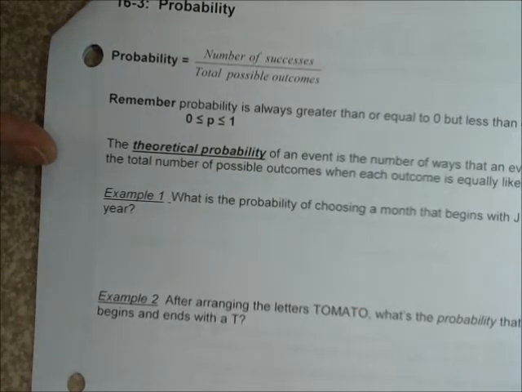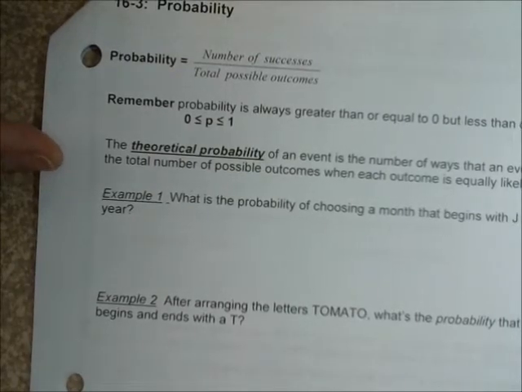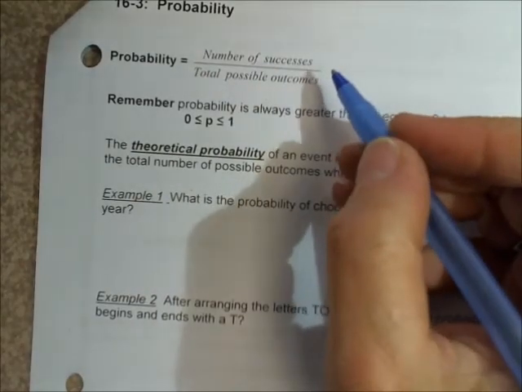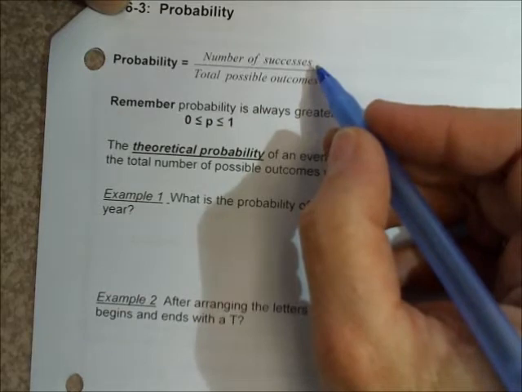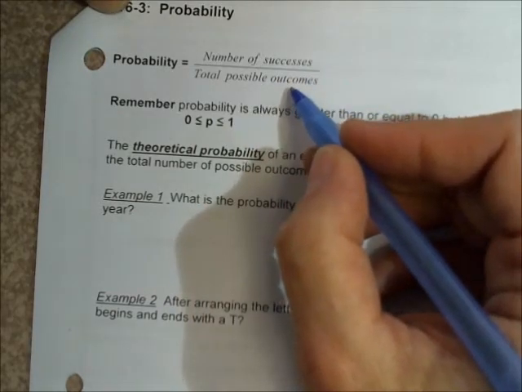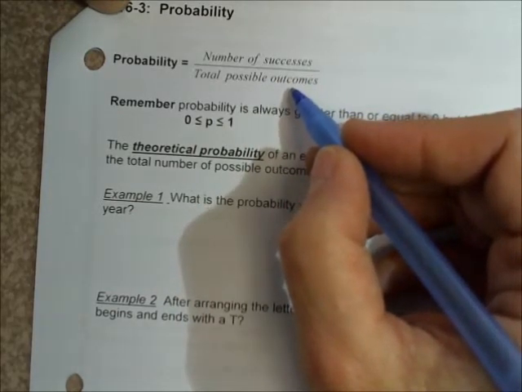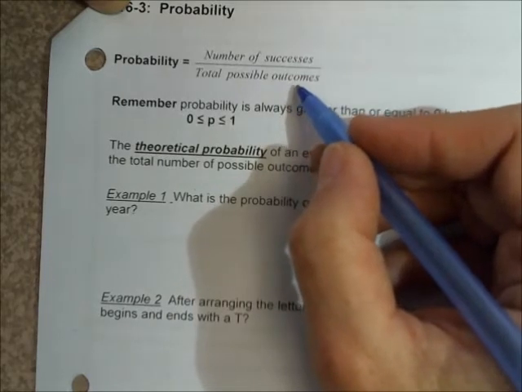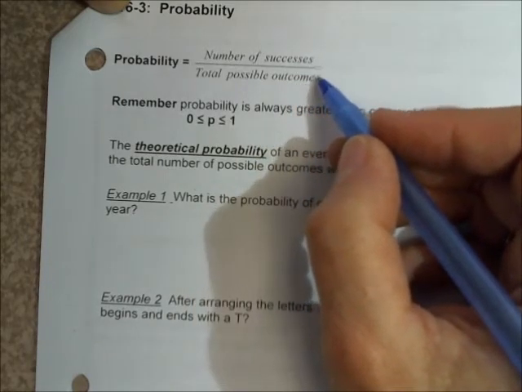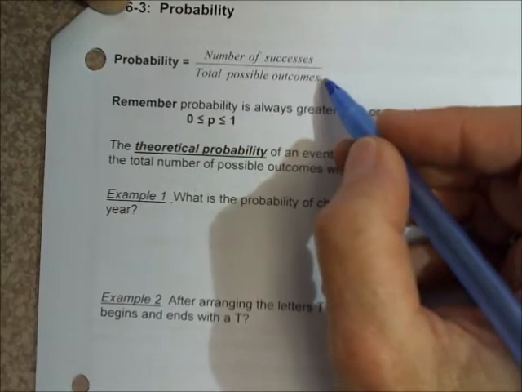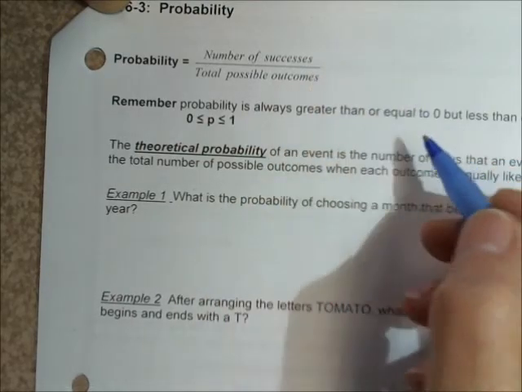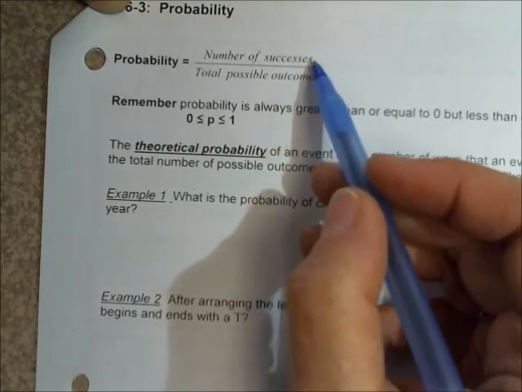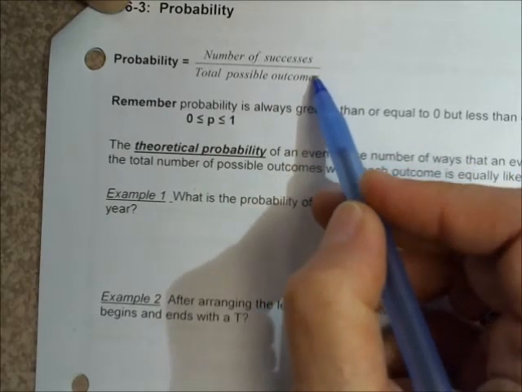And the definition of probability is that it's a ratio, the ratio of the number of successes in whatever event you're trying to cover divided by the total possible outcomes. We usually talk about probability in maybe rolling a certain number on a die or maybe flipping a coin. But the definition of probability is that it's a fraction, and the numerator is always less than or equal to the denominator.